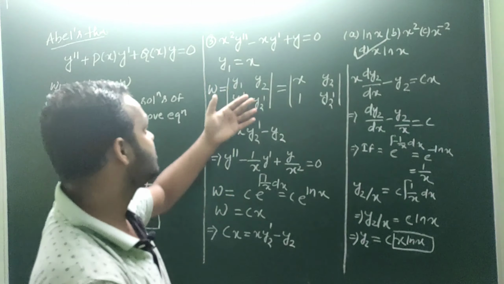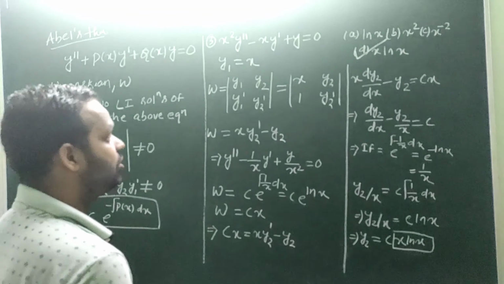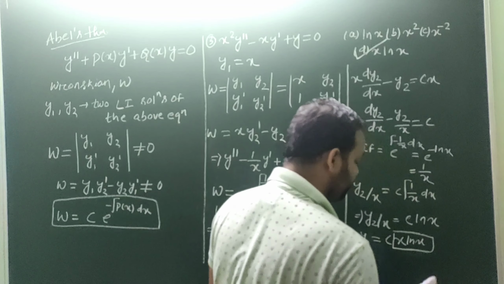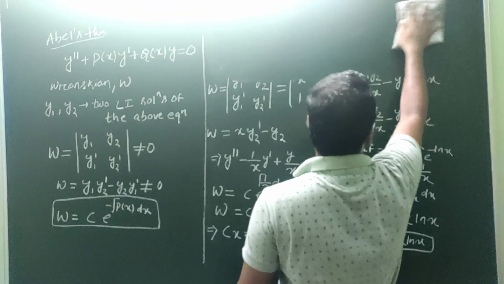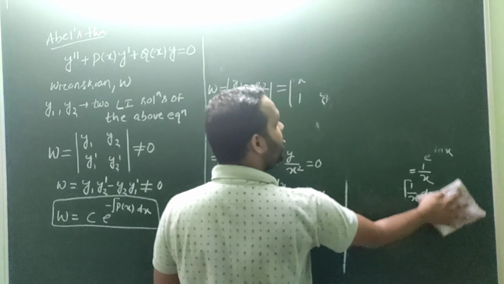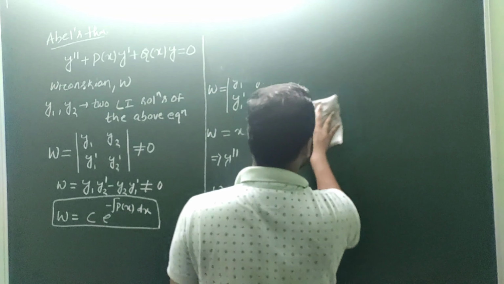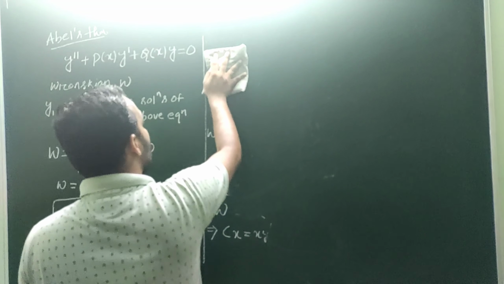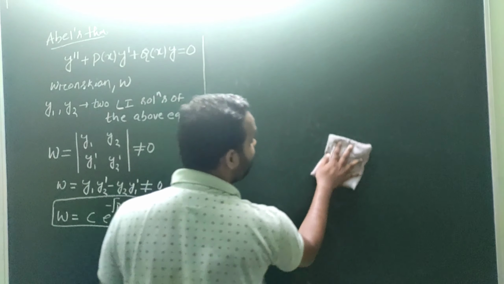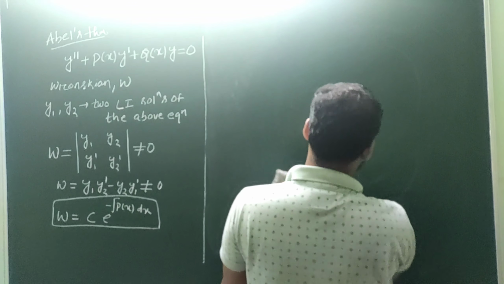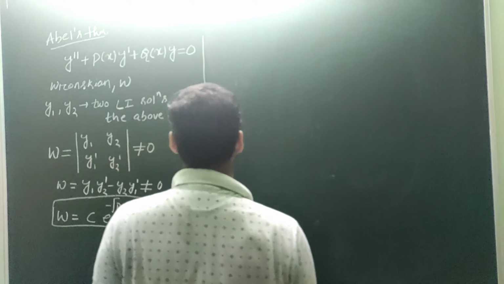You can see how the question maker is framing the question by using Abel's theorem. They can ask for another linear independent solution by giving one linear independent solution, or they can ask to find the Wronskian. Simply the Wronskian, or the Wronskian at some value of t or x. Like this, we solved 3 questions. Now let's take the 4th question.